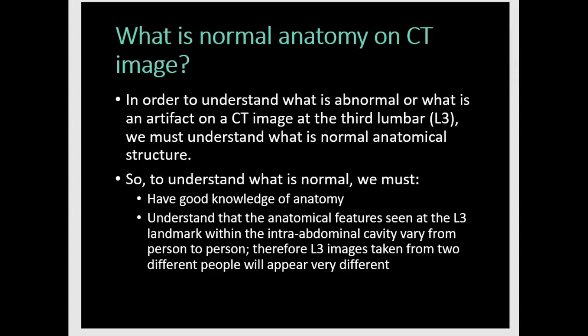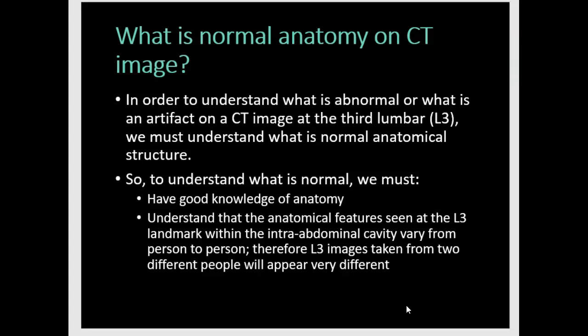In order to understand what is normal or abnormal and what is artifact in a CT image at the third lumbar or at any particular slice or landmark, we need to understand what normal anatomical structure is. And so we have to have good knowledge of anatomy at the abdominal level. We also need to understand that the anatomical features seen at the L3 landmark within the intra-abdominal cavity vary from person to person. Therefore, the L3 images taken from two different people will appear very different.